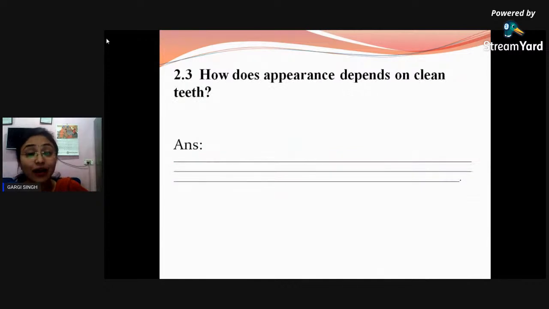The third question is, how does appearance depend on clean teeth? Now, this is something which is based on your understanding and your knowledge that you already have. So you have to evaluate and reflect upon some knowledge that you already have. So how is appearance depending on clean teeth? Okay, I need to know the answers.